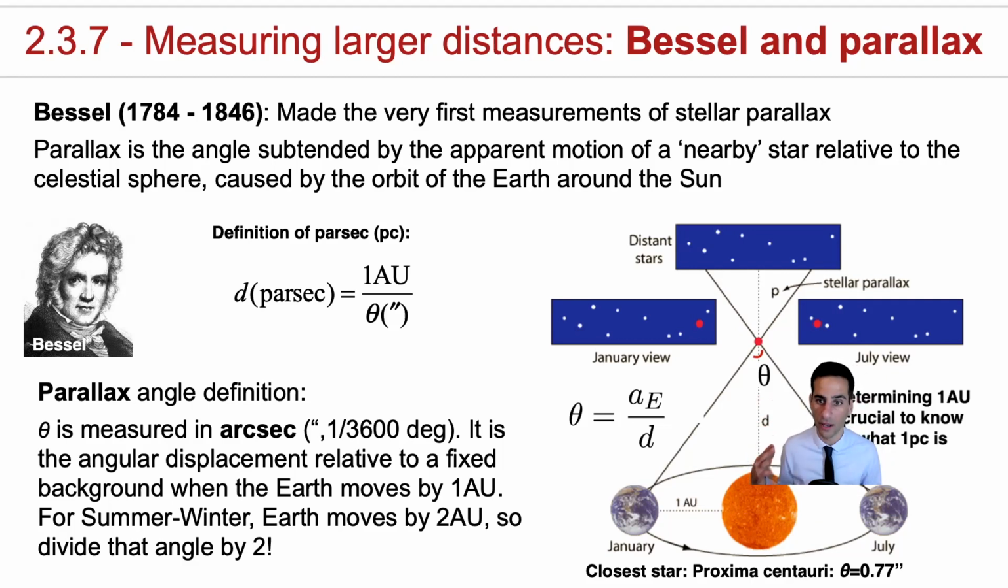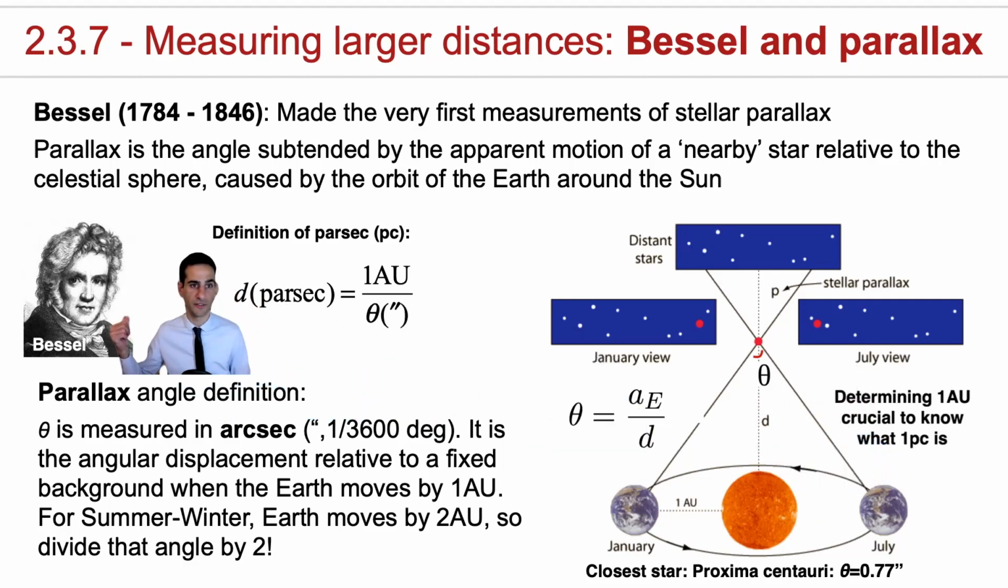And it took a long while until the first parallax angle was measured. It was measured by this guy over here, that's Bessel. And it also led to the definition of what a parsec is. So the definition is here. Now, 1 arcsecond is simply 1 over 3,600 degrees.